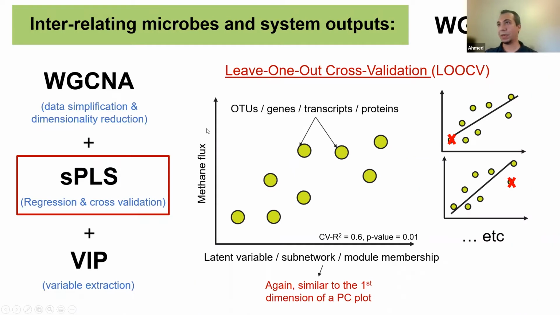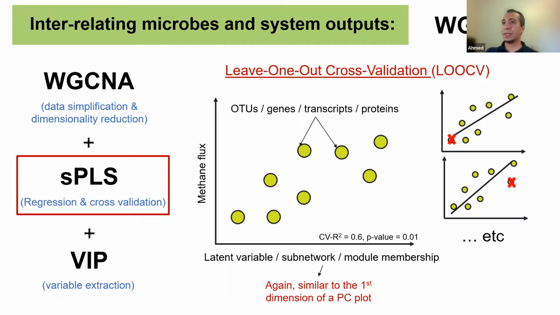You want to have multiple lines of support for the relationships that you are trying to establish between your taxa and your system output, so that when you go and do an experiment, you are walking in with a high probability of success. Or if you are going to invest time in looking at the kind of metabolisms that are encoded by a specific taxon, a specific MAG, then you are investing time in the right direction.